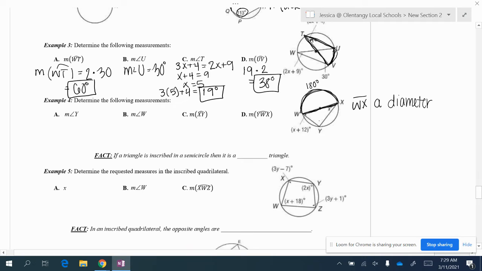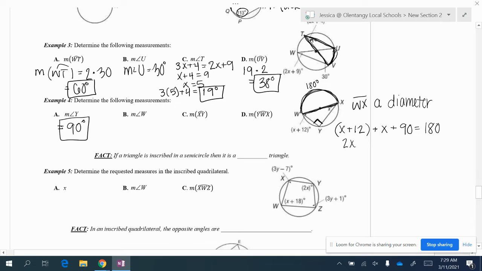Angle Y is the intercepted arc. Half of 180 is 90, so the measure of angle Y is 90 degrees. And for the measure of angle W, now we have to solve for X. If I know X plus 12, and then plus X is another angle, plus 90 is another angle, our triangle adds up to be 180.